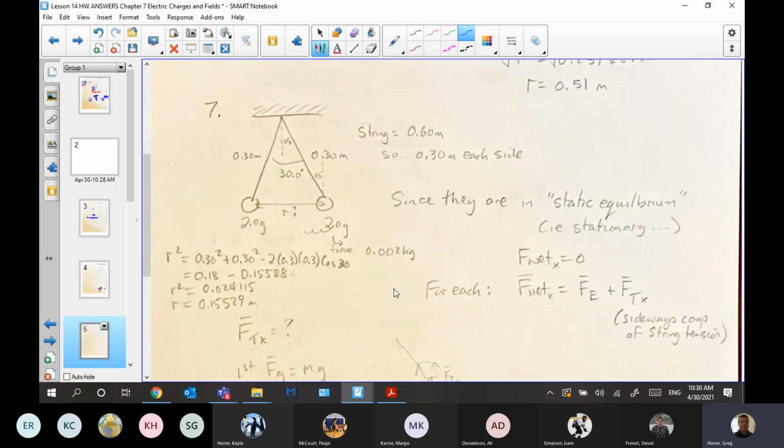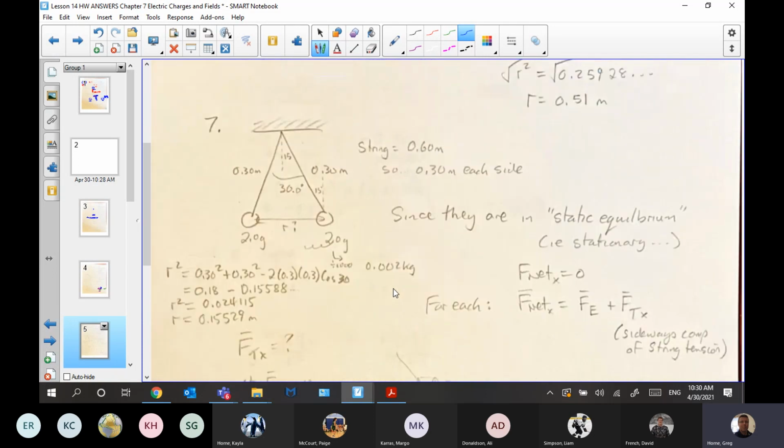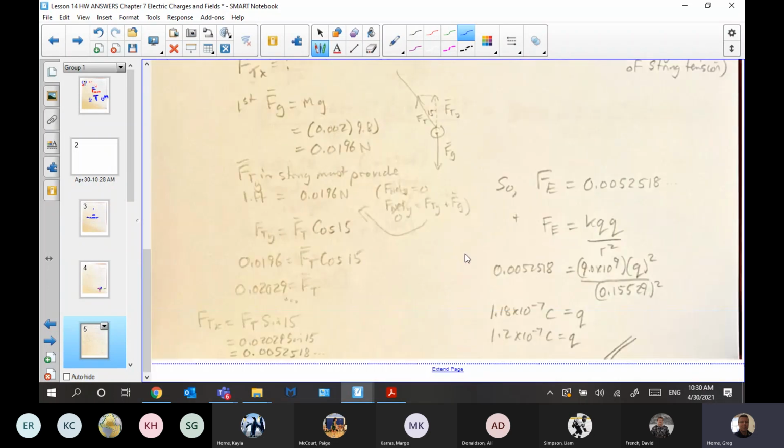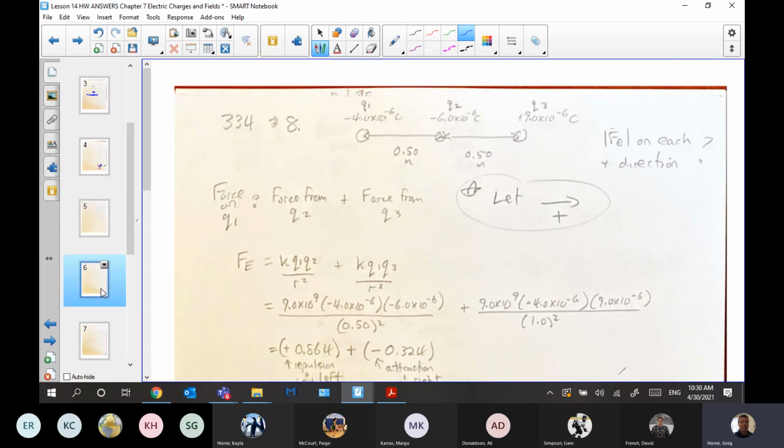Number 7 is the exact kind of thing that we did in class. I gave you different string length and a different angle and different masses and different charges, but the exact same steps carry through. So that one is already fully explained on video and whatnot.